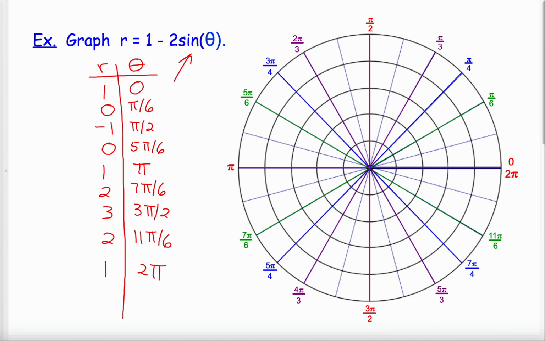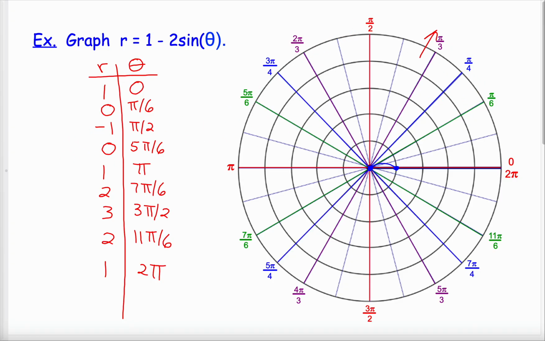So let's start plotting these. 0, 1, and then pi over 6. So by the time I get to pi over 6, I'm at 0. So that means that in this graph r is getting smaller and smaller, and boom, it hits 0 by the time I get to pi over 6. And then at pi over 2, so let's see what's going on here. At pi over 6, I got an r of 0. By the time I get to pi over 2, my r value is negative 1.